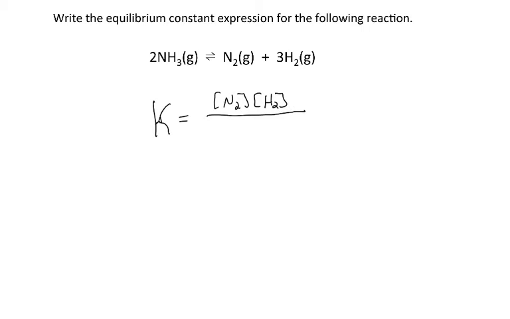I need to take into account the coefficients from the equation. So because there's a 3 in front of the H2 in the balanced chemical equation, I need to cube the concentration of H2. And for the reactants, I divide by them, so they go in the denominator. And because there's a 2, I need to square the NH3. All right, let's do another example on the next slide.